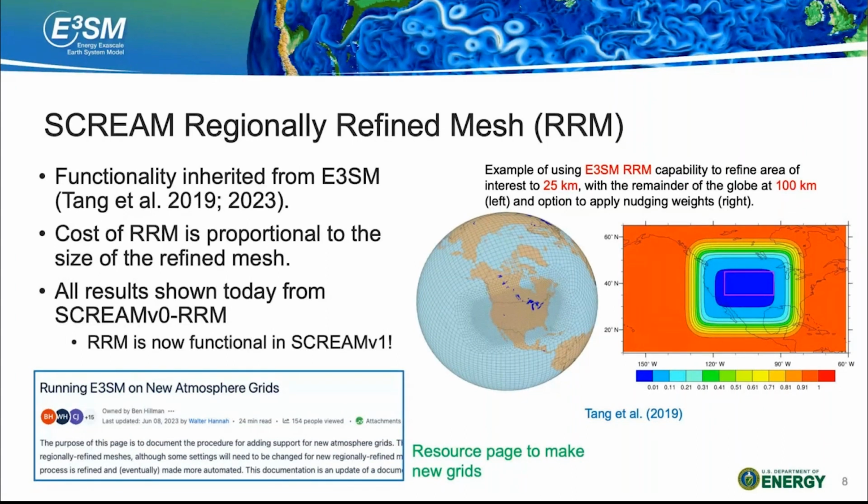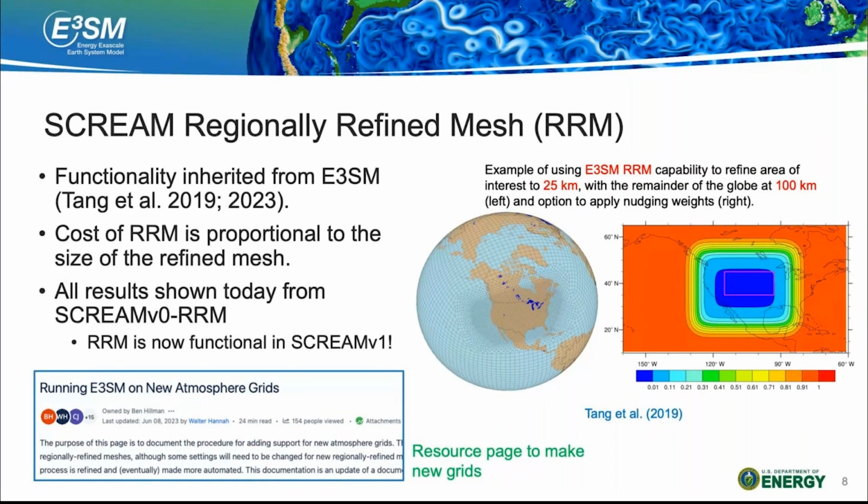RRM allows for a region of interest on the globe to be refined. The cost of RRM is proportional to the size of the refined mesh. As an example, let's say that your refined mesh covers approximately 10% of the globe, then the cost of your RRM grid will be approximately 10% the cost of running the model with higher resolution everywhere. Therefore, you can see how this would greatly reduce the cost of SCREAM simulations if the user is only interested in one particular area of the globe.